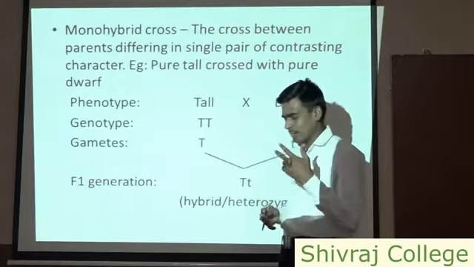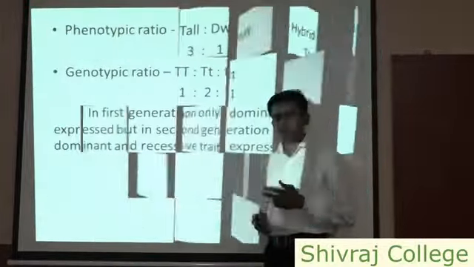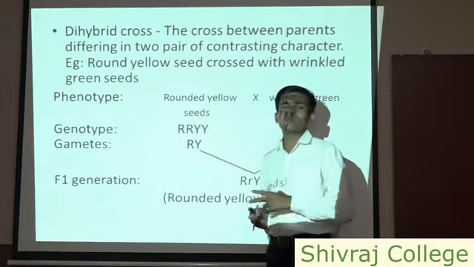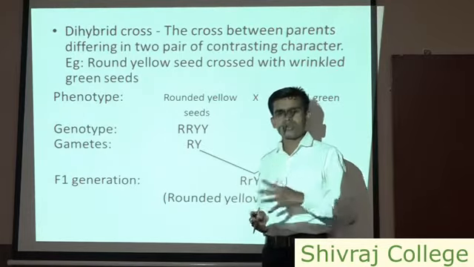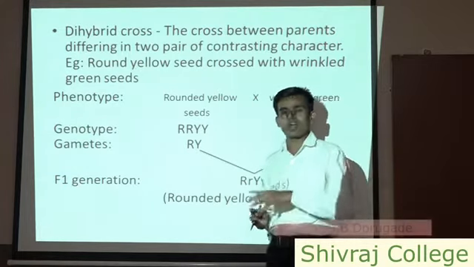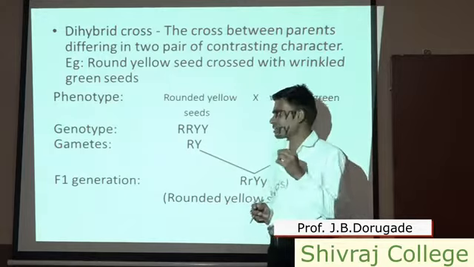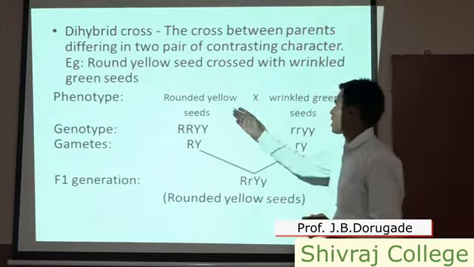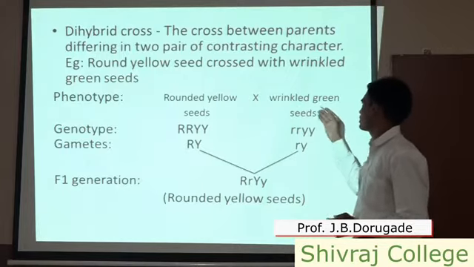So when parents differ in 2 pairs of contrasting characters, the cross is known as a dihybrid cross. For example, round shaped, yellow colored seeds crossed with wrinkle shaped, green colored seeds. So these are examples in the dihybrid cross: round shaped yellow colored seeds crossed with wrinkle shaped green colored seeds.